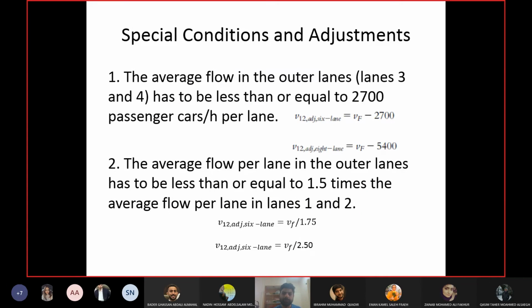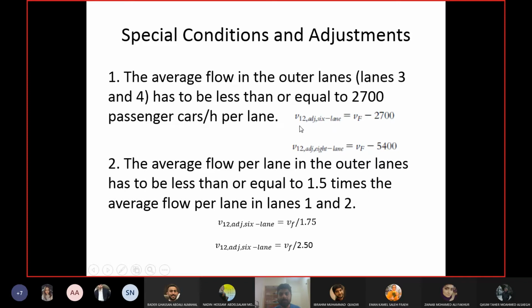Then we have two conditions here. The average flow in the outer lanes: if you have 3 or 4 lanes total, then the average flow in the outer lanes should be less than or equal to 2700 passenger cars per hour per lane. So in the third lane, or the adjacent flow.